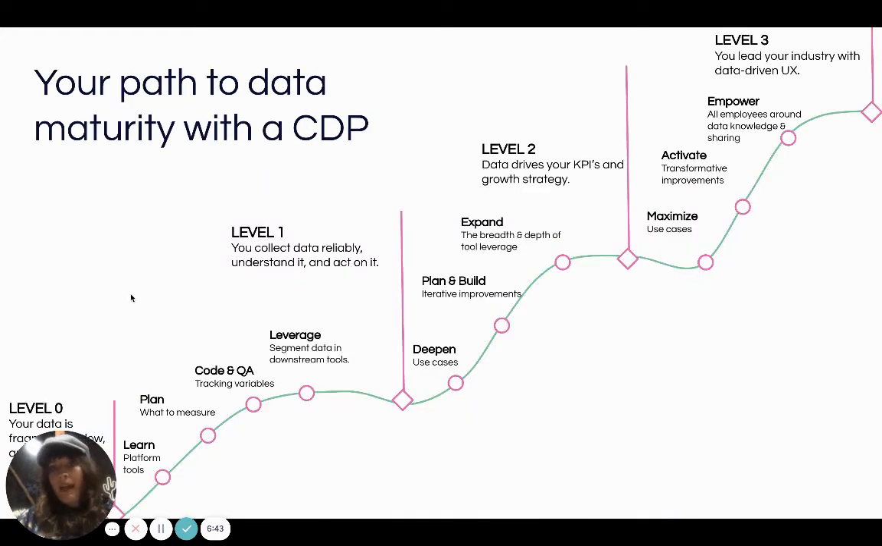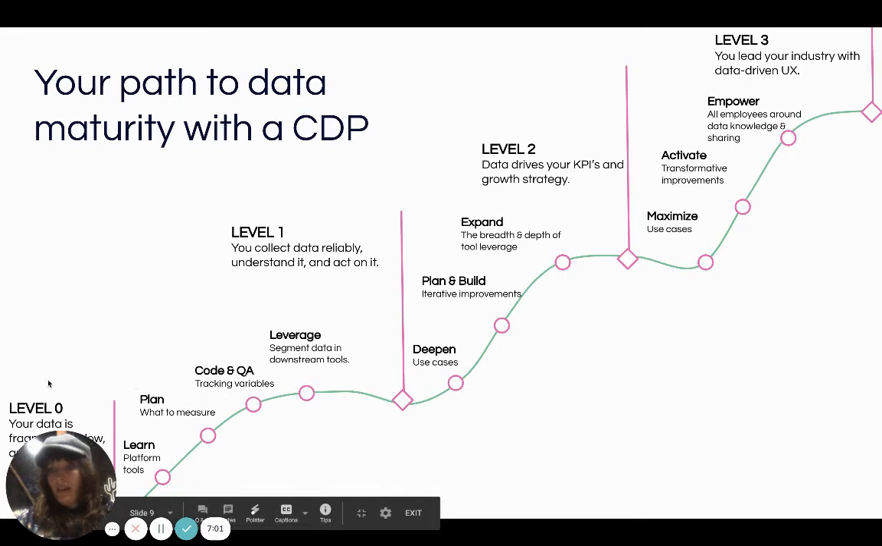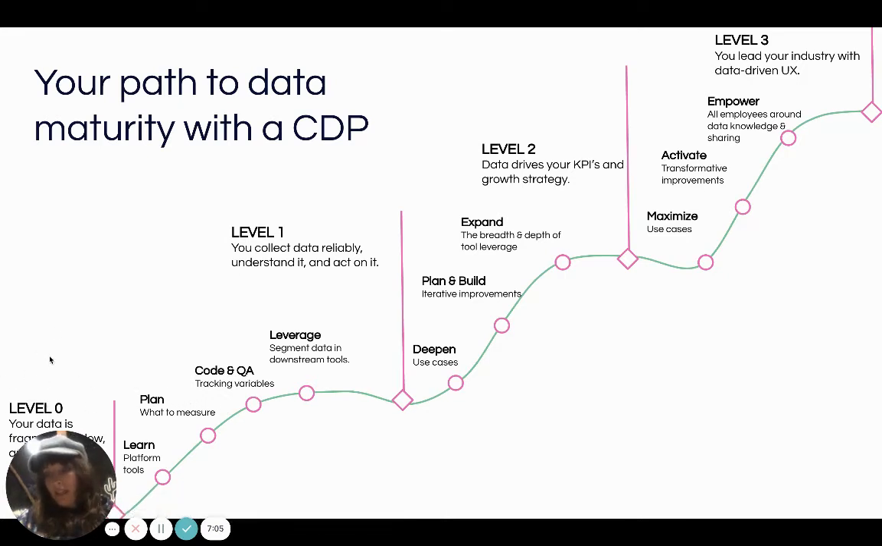So, your path to data maturity with the customer data platform. This is just the process of evolution that organizations normally go through from the beginning stages all the way up to the advanced level. I won't go through every single item here, but level 0 is basically saying your data is fragmented, you're not able to learn from it, you don't really know what's going on.